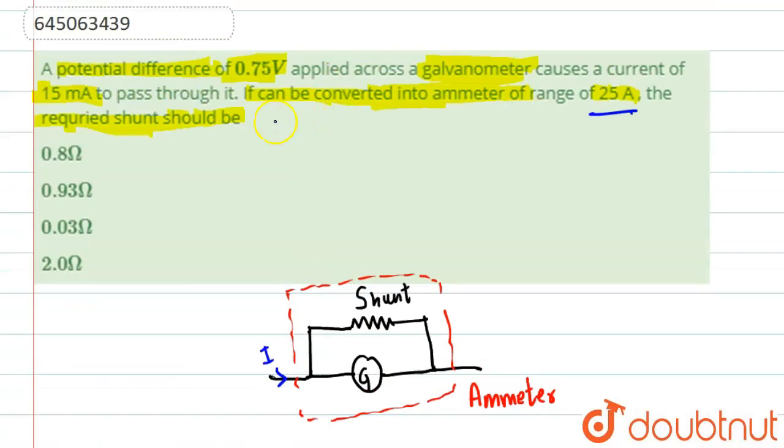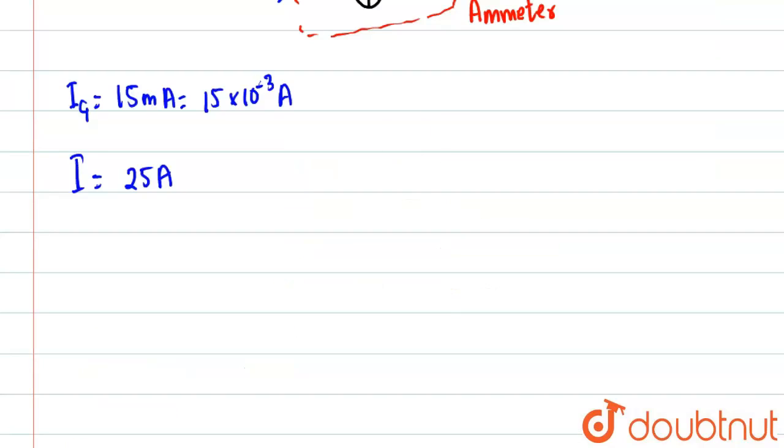Lastly, the potential difference is given as 0.75 volts, so V = 0.75 volts, which is equal to 75 × 10^-2 volts. Okay, so we have everything.